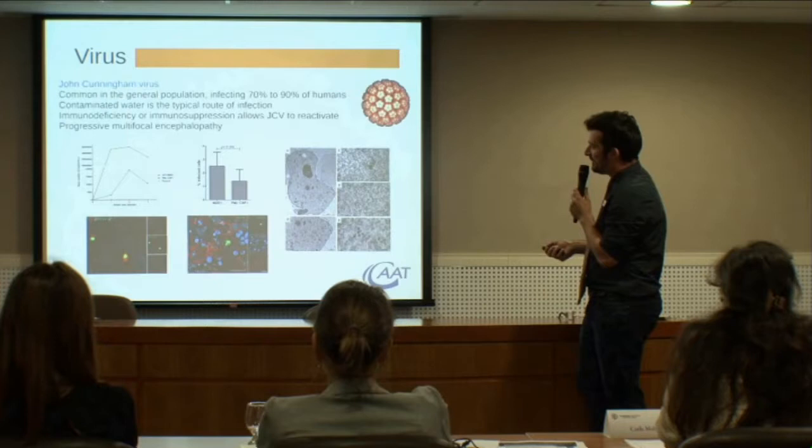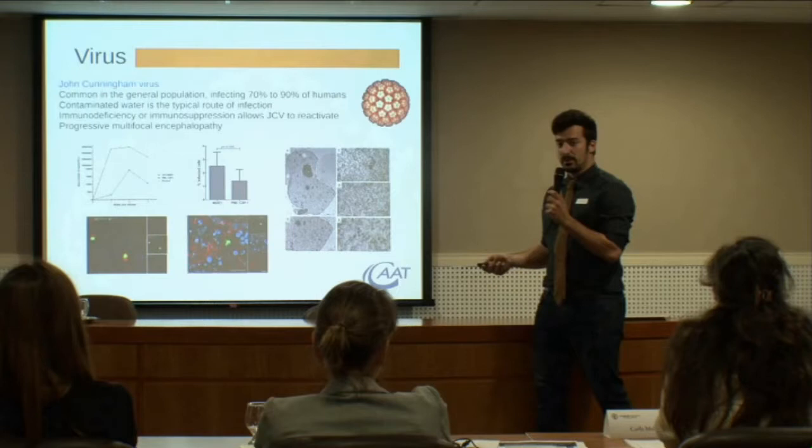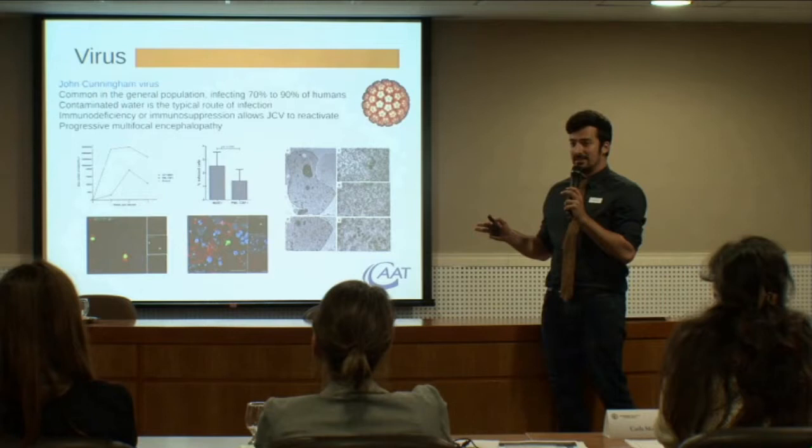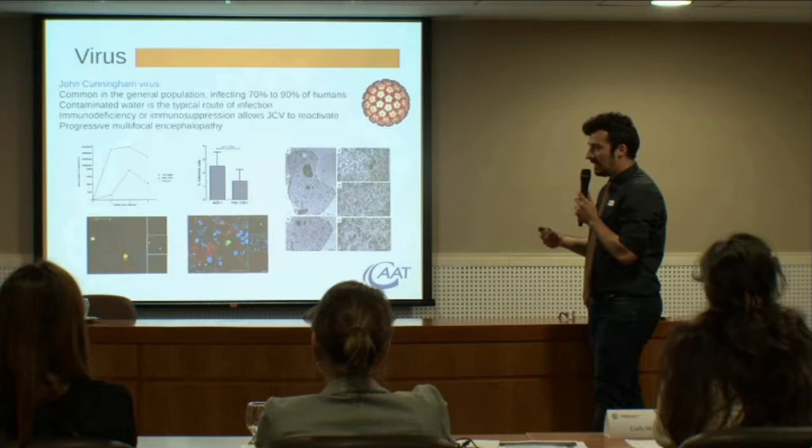The problem with this virus is when it reinfects some patients that are immune deficient, then it produces progressive multifocal encephalopathy. And this is a really big problem in HIV patients, right? And there isn't any model to study it, so you cannot use anything to study this virus. And I just want to show as an example that we took from NIH both the wild type virus plus the aggressive strain that is called MAD.